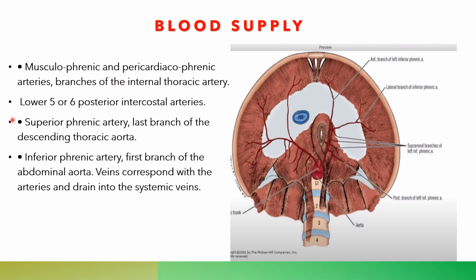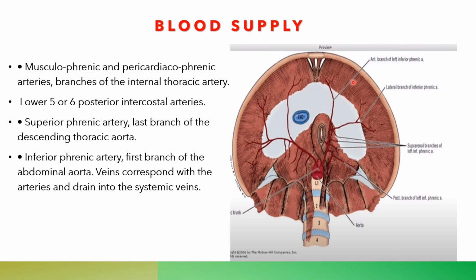They supply the diaphragm. Lower 5 or 6 posterior intercostal arteries. Superior phrenic artery, last branch of the descending thoracic aorta. Inferior phrenic artery, first branch of the abdominal aorta. So veins correspond with the arteries and drain into the systemic veins. So all these arteries supply the diaphragm.